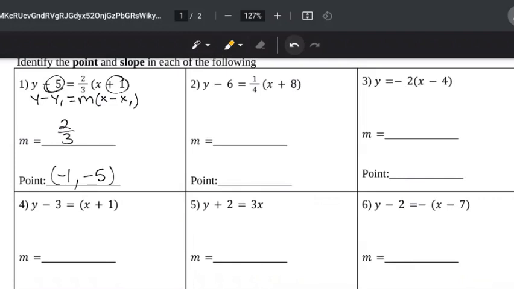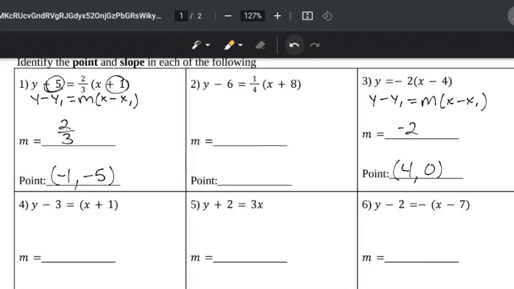In number 3, there is y minus y1. So we're missing that y1. And if we're missing y1, then its value is just 0. It's not there. But our x1 is still the opposite of negative 4, which is positive 4. And then our slope is negative 2.